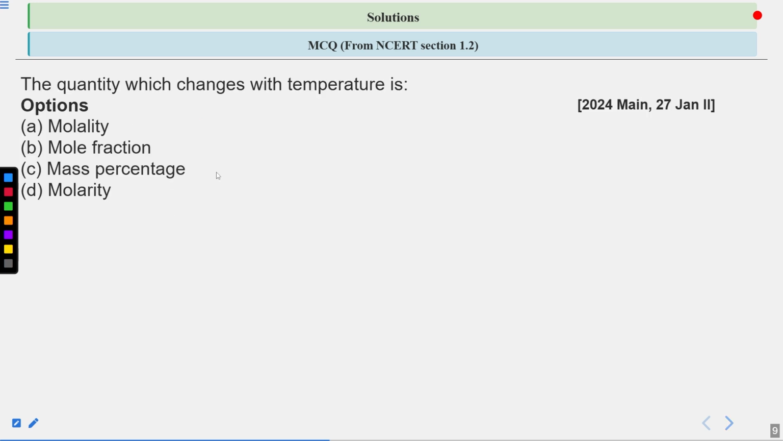Okay, so this question is also from NCERT section 1.2 in the Solutions chapter, and the question asks which quantity changes with temperature. So you have to identify a quantity, a term, which changes with temperature. That means when you change the temperature, the quantity will also change. This question has been in the 2024 mains examination, and the four options given are molality, mole fraction, mass percentage, or molarity. So you have some time, go through it. After that, we will continue to the correct answer.